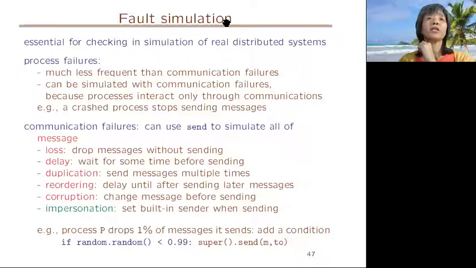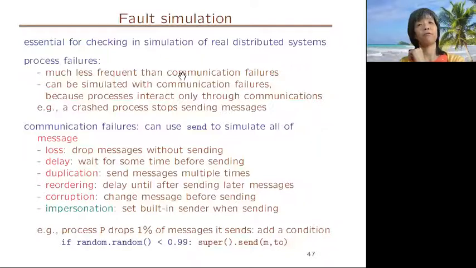Fault simulation is really essential for checking in simulation of real distributed systems, because failures do occur and you want to see if your program is working under all those situations. So, process failures and link failures. Process failure happens much less often than communication failures, link failures. Process failures can be simulated with communication failures, because processes interact only through communications. For example, a crashed process can simply stop sending messages. It's the same as crashed.